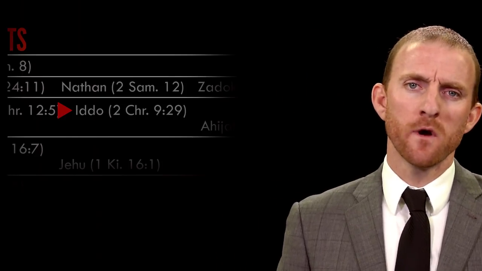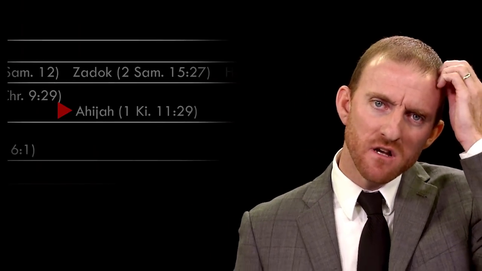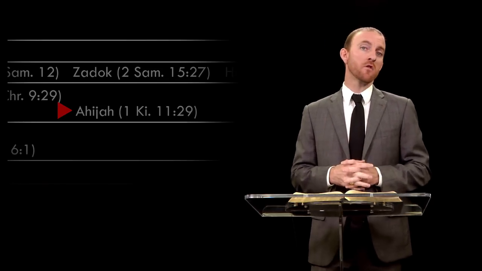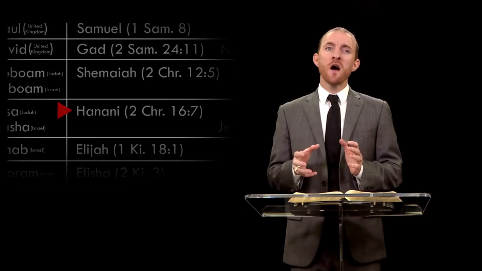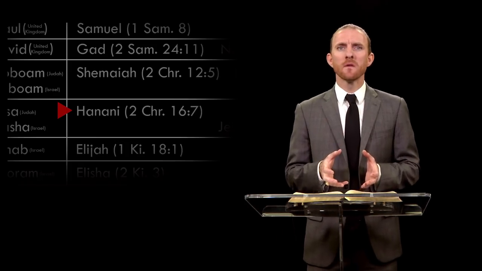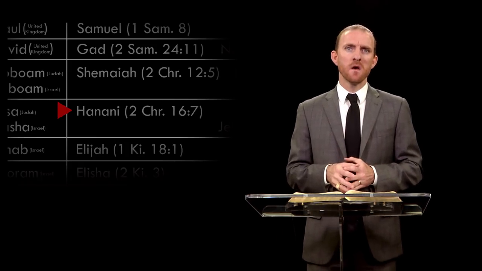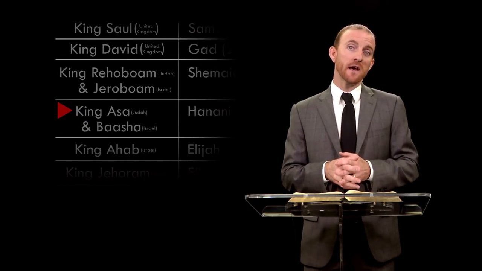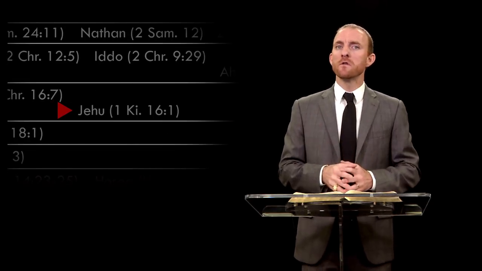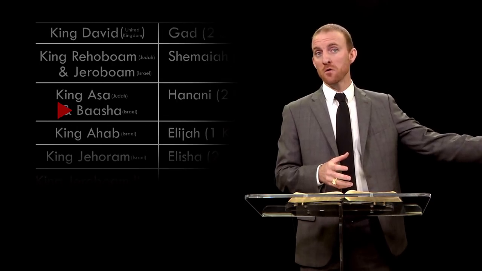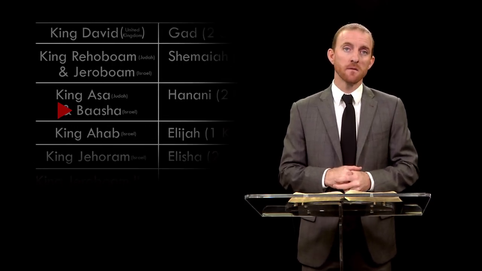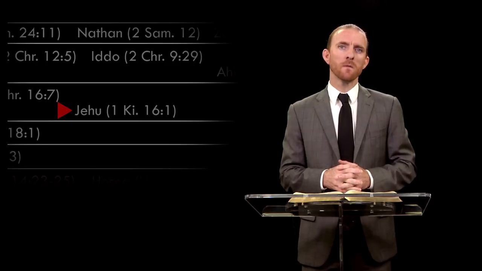22. Also contemporary with Iddo was the prophet Ahijah, who did most of his work prophesying to King Jeroboam, 1 Kings 11 and verse 29. Our next two prophets were father and son. Though they prophesied during the same period, Hanani, the father, prophesied to Judah during the reign of Asa, while Jehu, the son, prophesied to Israel under the corresponding reign of Baasha, 1 Kings 16 and verse 1.